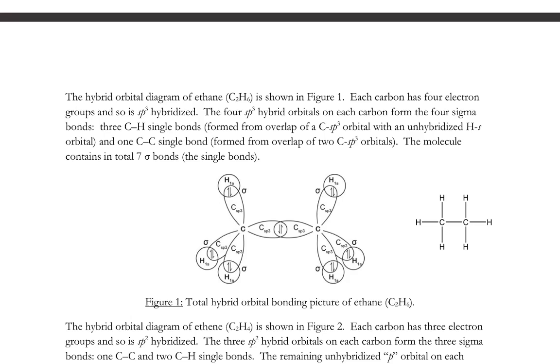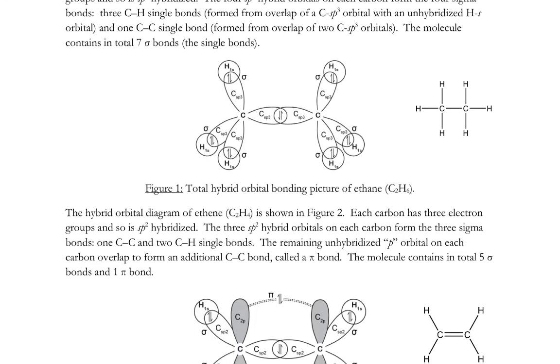Each one of those regions of overlap of the electrons is a sigma bond. So there are 6 sigma bonds between carbon and hydrogen, the sp3 overlapping with the 1s orbital, and there's a sigma bond between those 2 carbon atoms that is overlap of sp3 and sp3. This is the total hybrid orbital bonding picture of ethane.